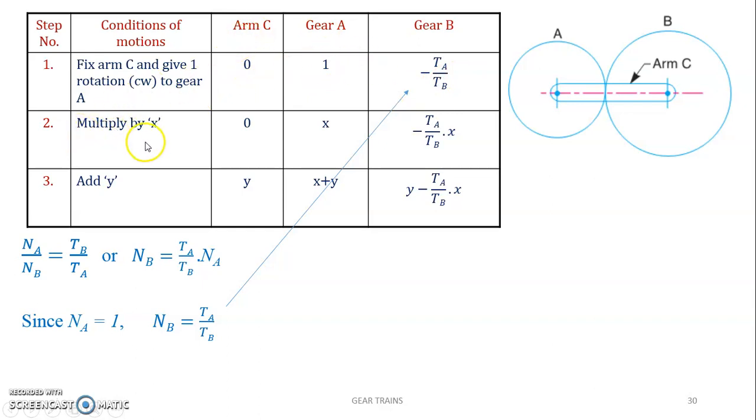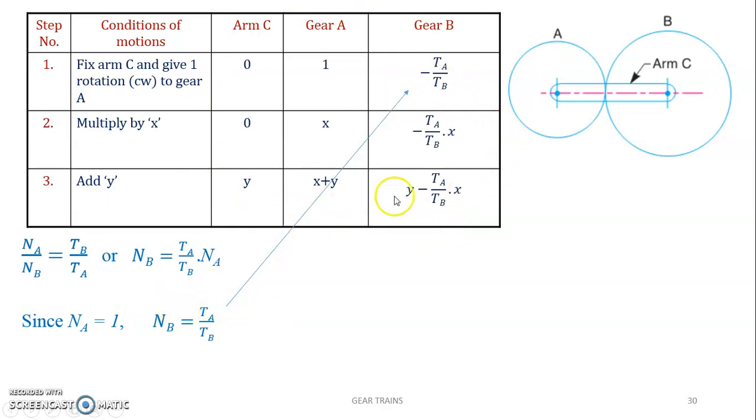The next step, step number 2, is to multiply by x. So multiply 0 by x is 0. Multiply 1 into x is x. Then multiply this expression by x, giving the expression into x. Next, add y. So I get y, then x plus y, and then y minus this expression. I hope you understood how you got this.